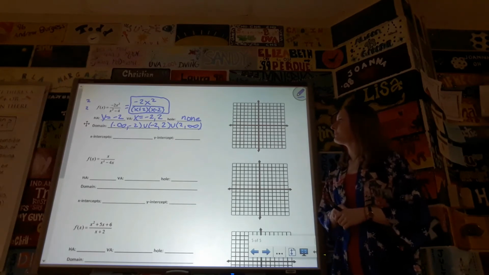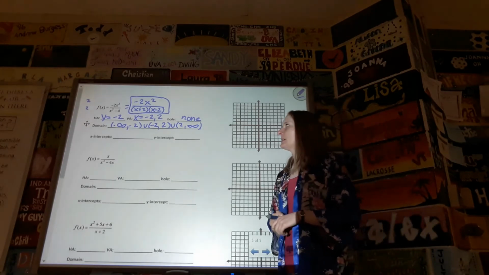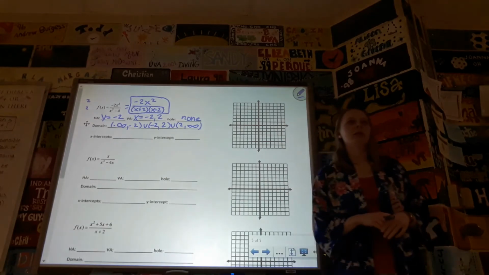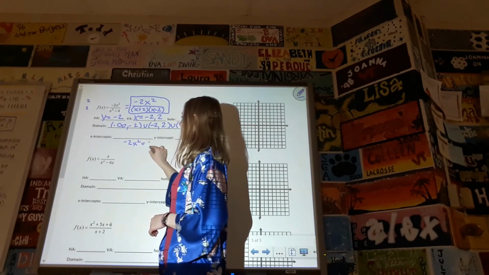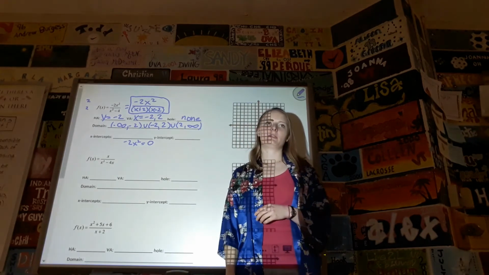So, all right, next up are the x-intercepts. Where do those come from? The numerator. So if I take the numerator, if it's a monomial, and you set a monomial equal to 0, what do you get back every time?